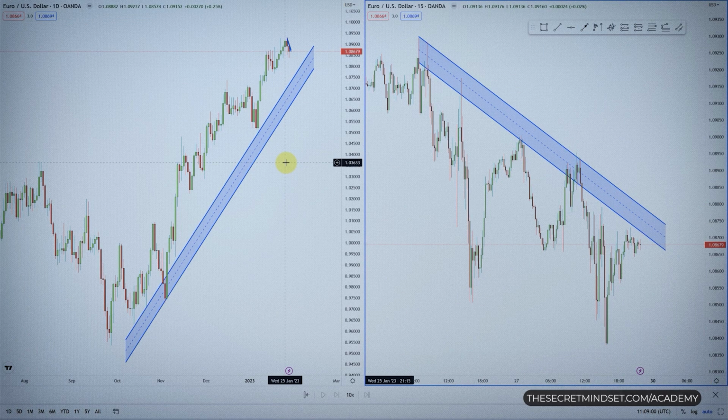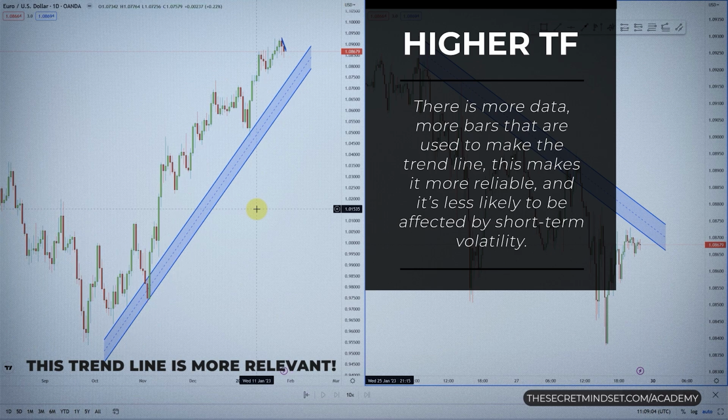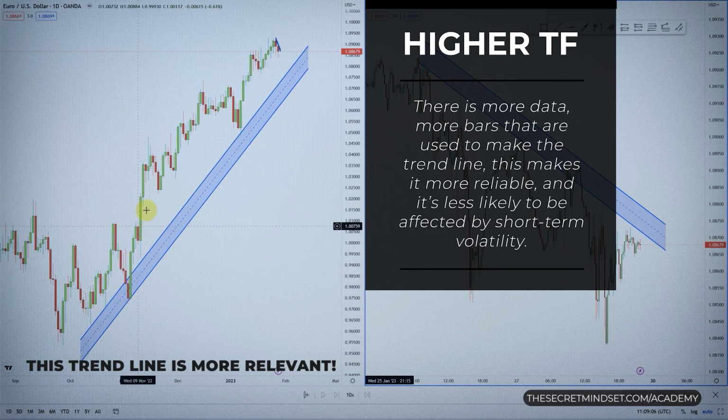Which one has more relevance? It's the higher time frame one. There is more data, more candles that are used to make the trend line. This makes it more reliable, and it's less likely to be affected by the short-term volatility.